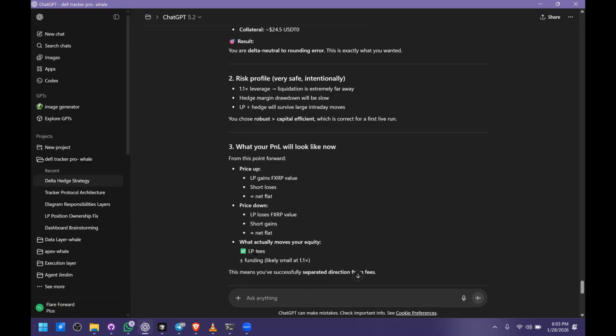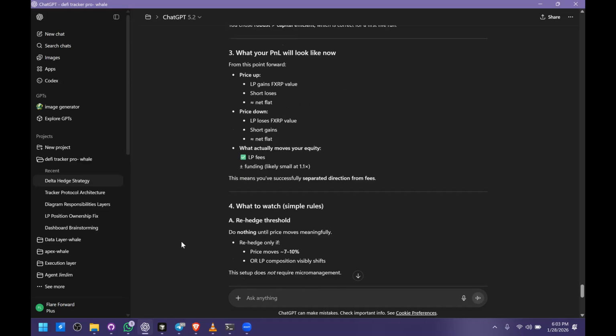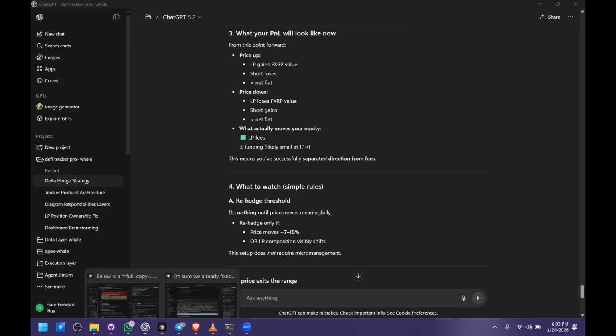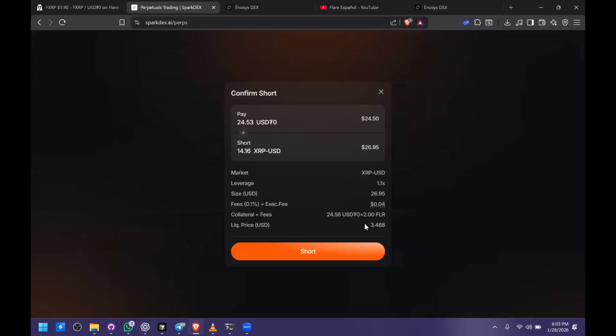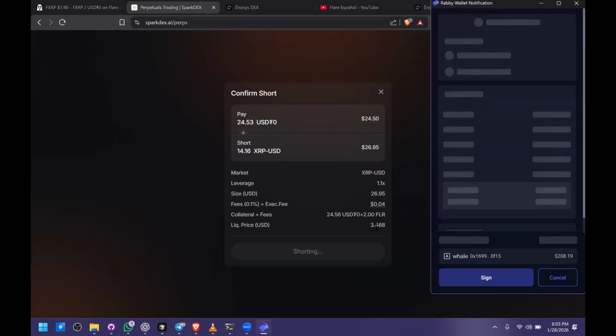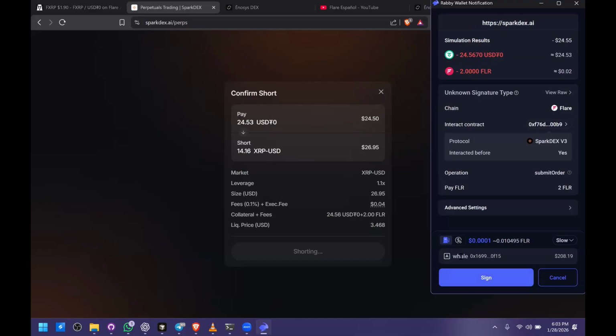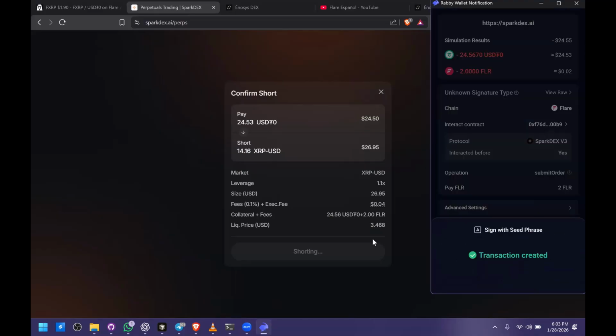Cool. All right. I'm probably gonna have to test it out and see what happens. So for now, we're gonna do it like this. My liquidation price is 3.46, so I'm not getting liquidated anytime soon.